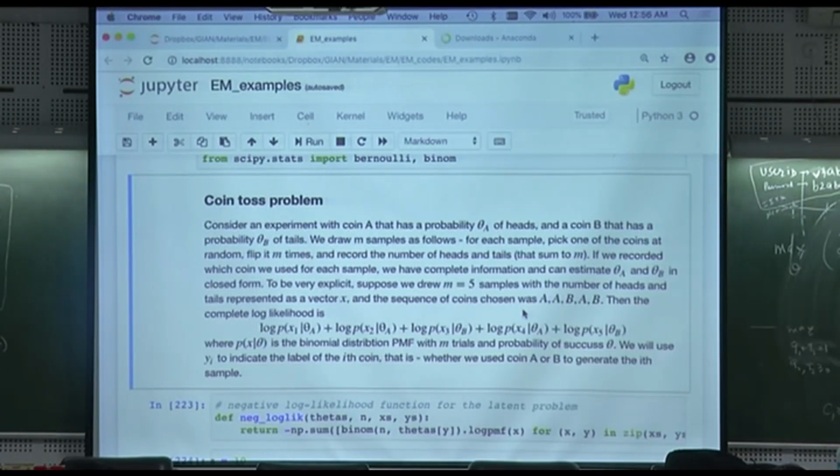To be very explicit, suppose I drew m equal to 5 samples with the number of heads and tails represented by the vector x. The sequence of coin tosses being A, B, B, meaning first time I chose coin A, then B, then A, then B. Then the complete log likelihood looks like that. Probability of x1 given theta A, x2 given theta A, x3 given theta B because the coin was B, x4 given theta A and x5 given theta B. Where P of x given theta is a binomial probability mass function with m trials and probability of success.